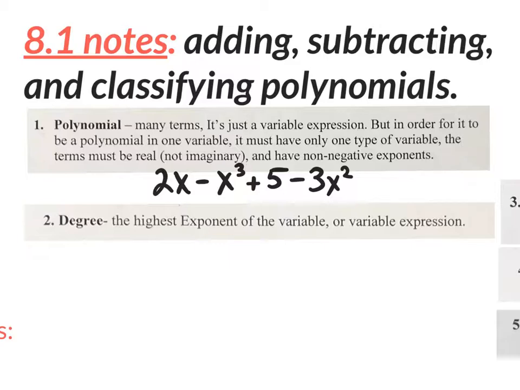Okay, so look at this variable expression I gave you, and what's the degree on this guy? What's the degree? 3. Okay, so the degree is 3. What's the degree? It's the highest exponent. Okay, so the exponent here is 1. The exponent here is 3. Right here there's no variable. Right here the exponent's 2. So the highest exponent is 3. So when I ask you what's the degree, you're going to say 3.